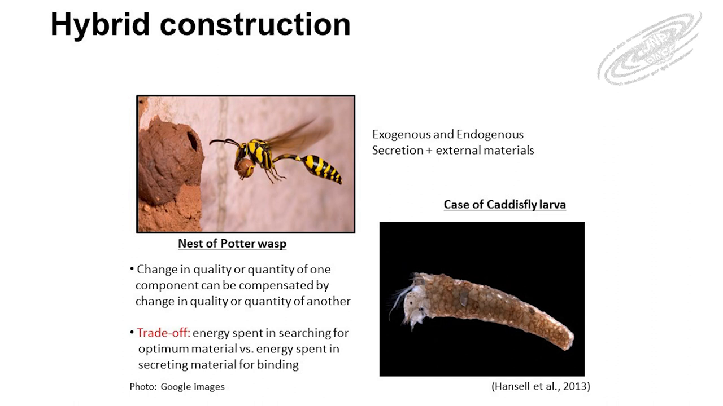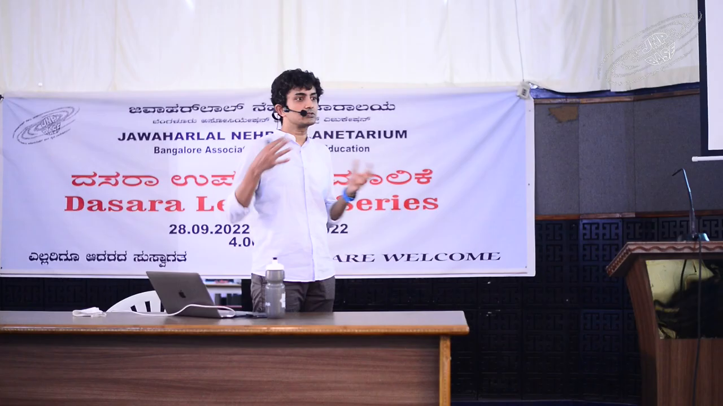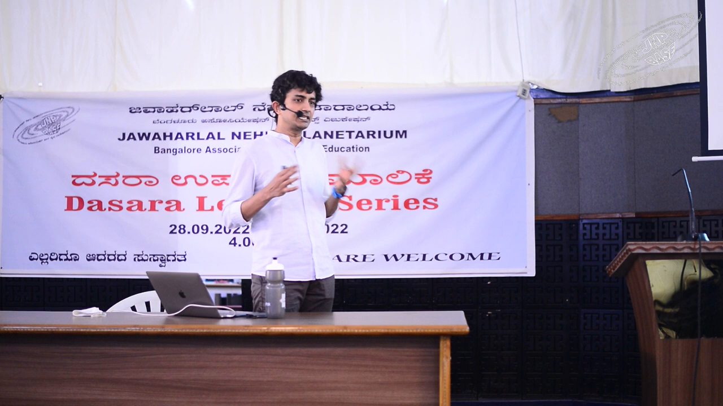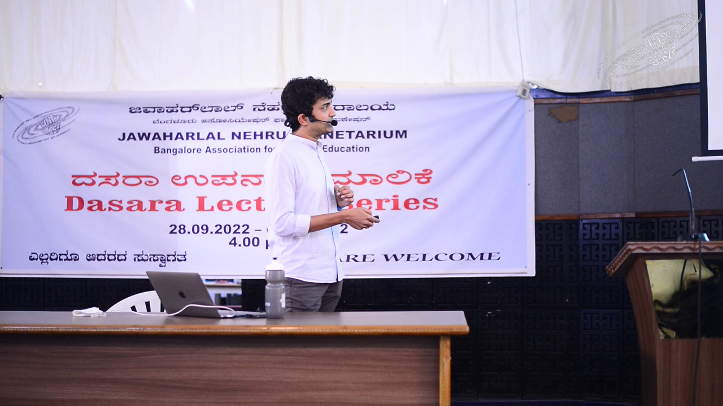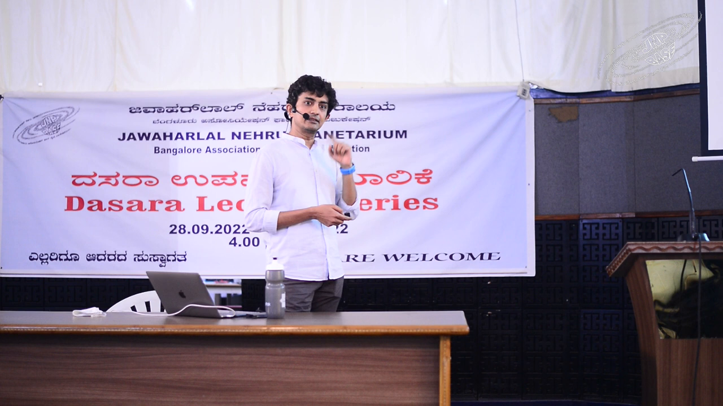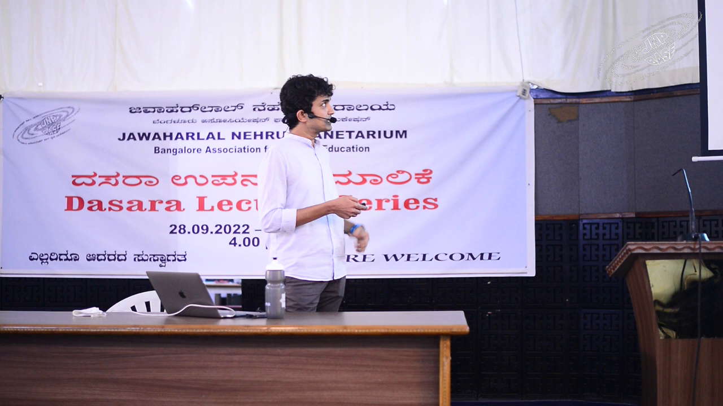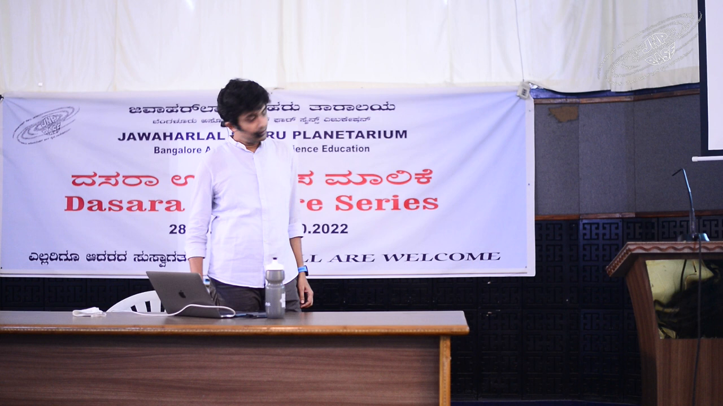So if you think about it, there are these statements that you can think of. One, if you have a very large amount of internal secretions, you can compensate with a smaller amount of external materials, or the other way around. The important thing is the trade-off: the energy spent in searching for the correct type of material versus the energy spent in secreting the type of material that is used for binding. There are very good examples of such hybrid construction. Potter wasps and caddisfly larvae are some classic examples of this.